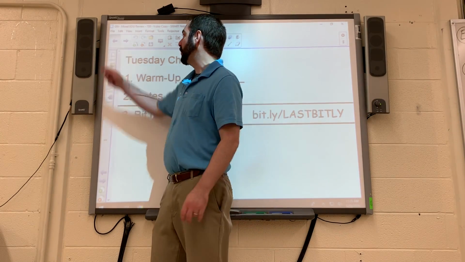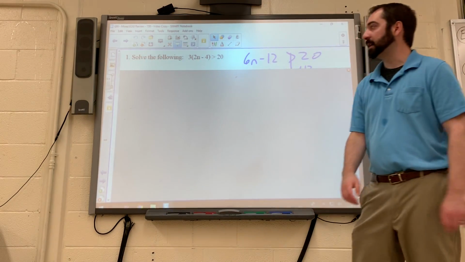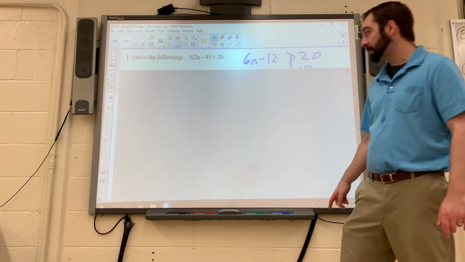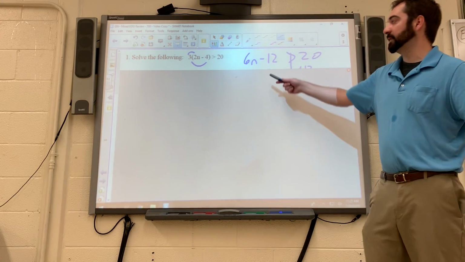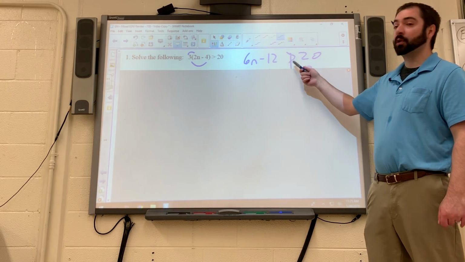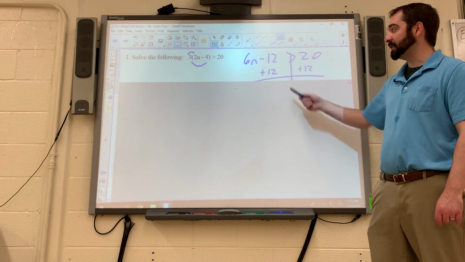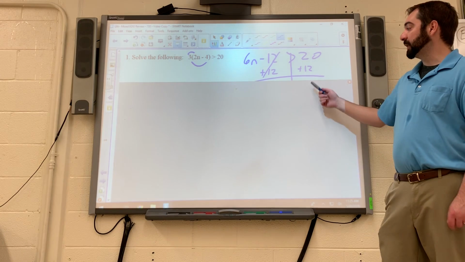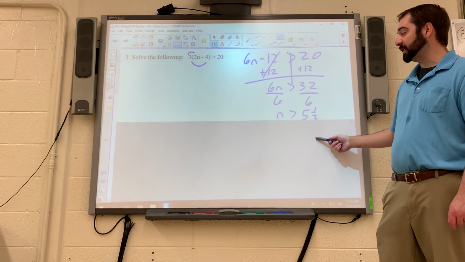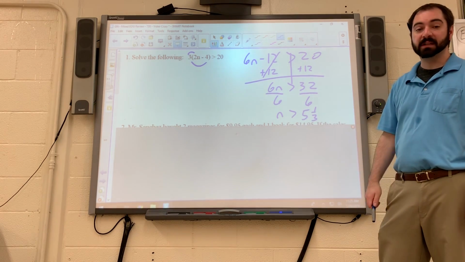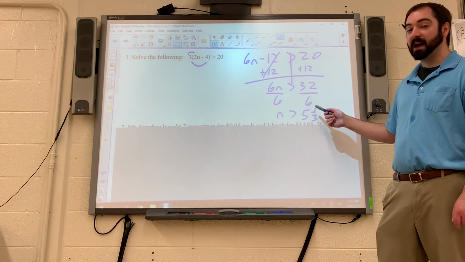Number one on the warm-up, solve the following inequality. First step, we have to distribute 3 times 2n and 3 times -4. So we have 6 times n minus 12 is all greater than 20. First step, I have to add 12 to both sides. 20 plus 12 is 32. I have 6 times n is greater than 32. Divide each side by 6. My inequality stays. N is greater than 5 1/3.